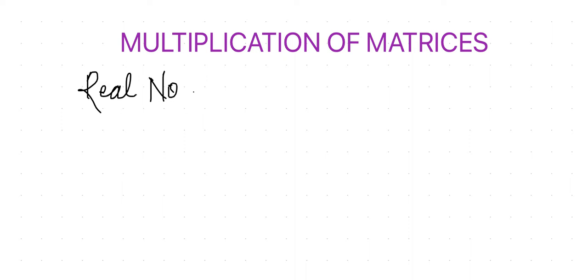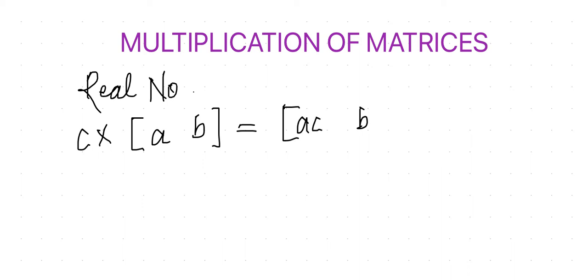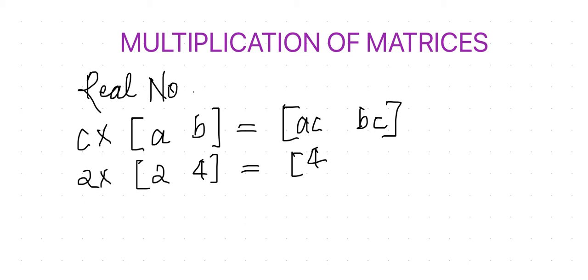So this is with a real number. To multiply a matrix by a scalar or a real number, we have to multiply each element. Suppose I have a matrix A, B, and I am multiplying it with another real number C. So this becomes AC and BC. If I want to explain this with an example, suppose 2 is being multiplied by the matrix 2, 4, then it will become 4 and 8.